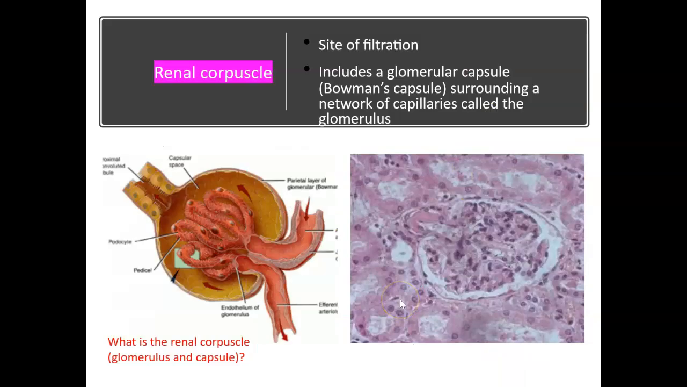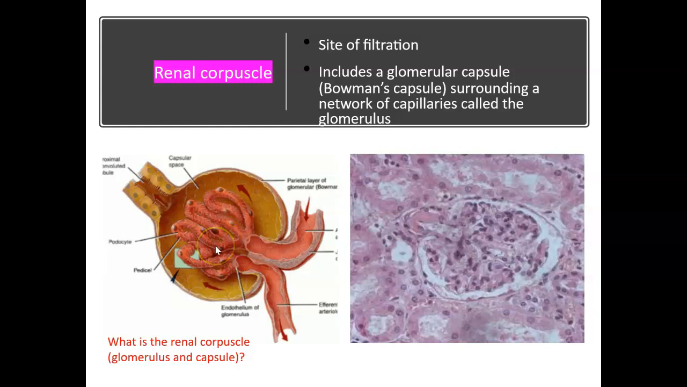Starting with the renal corpuscle, this is the structure where filtration of the blood plasma occurs. Remember that blood cells are too large to pass through most membranes in the body. The image on the left is a nice detailed illustration, and the one on the right demonstrates what the renal corpuscle looks like under microscopy. This structure is open so that you can see inside of the glomerular capsule called Bowman's capsule.